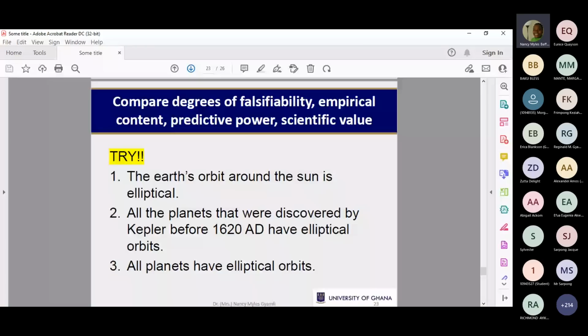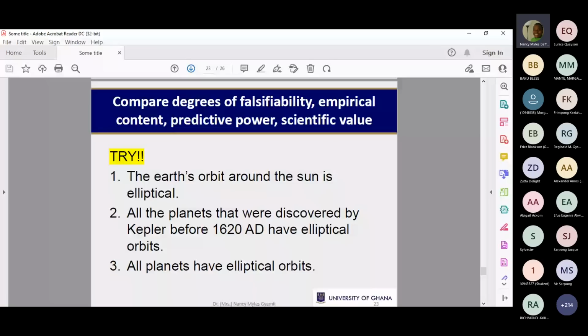The one that is very annoying is the pseudo-scientific statement. We'll get there shortly, but let's make sure we understand and can apply falsifiability, empirical content, predictive power, scientific value. Let's try. So the first statement on the screen, you're going to compare to tell us which one has the higher empirical content and why you say so.